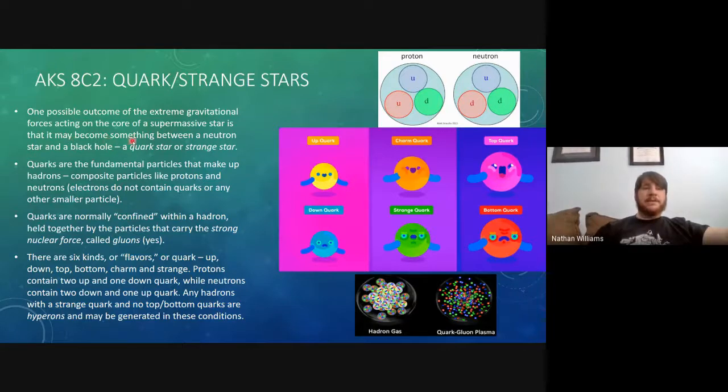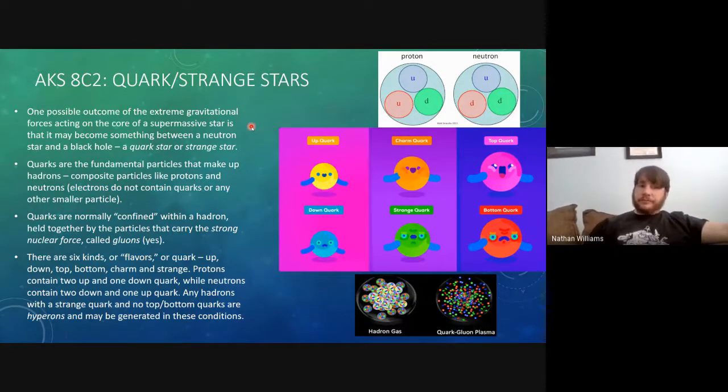And so, again, one possible outcome of the extreme gravitational forces acting on the core of a supermassive star is that it may become something kind of between a neutron star and a black hole. And by between, I mean in terms of mass range. So, again, this might occupy a very narrow mass range around 3 solar masses. If the core of a star is about 3 solar masses, maybe it turns into this instead of a black hole. Another possibility, too, is that a neutron star might find itself in an opportunity to change into a quark or a strange star, maybe by gaining mass from a binary partner through mass transfer.